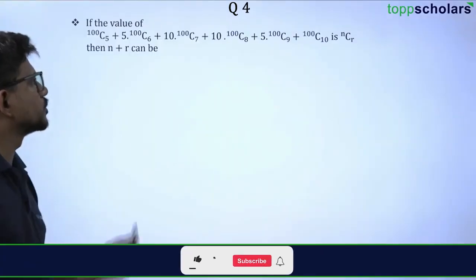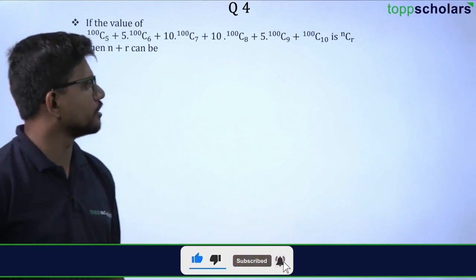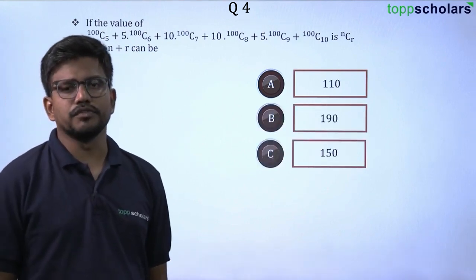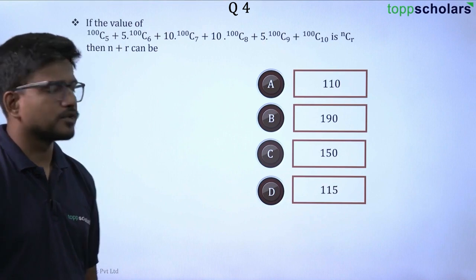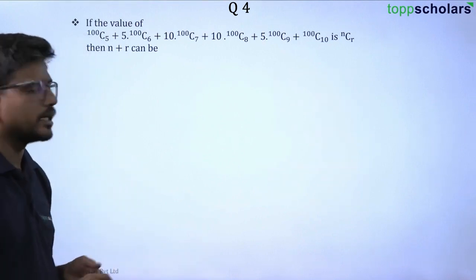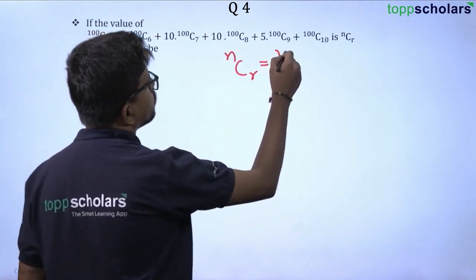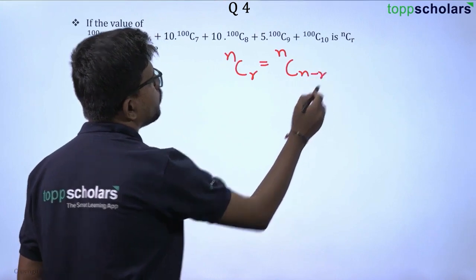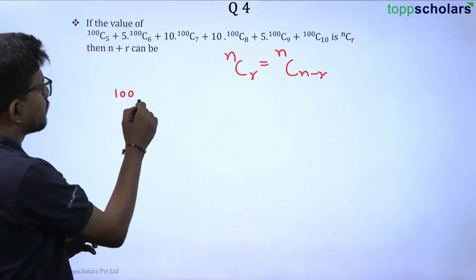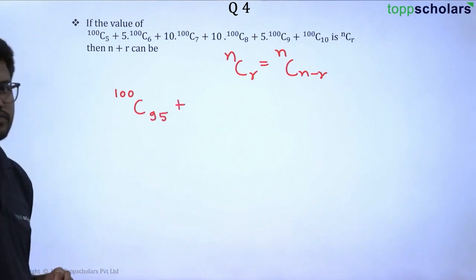If the value of this combination series is NCR, then the value of n plus r can be. Options are 110, 190, 150 and 115. Okay, let us move ahead with the solution. So we have to understand that the formula for NCR is NCn minus r. This will be very widely used over here. So I will write down 100C5 as 100C95, right? Okay, that way it will be useful for me.